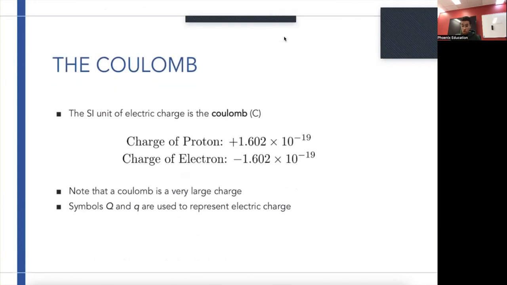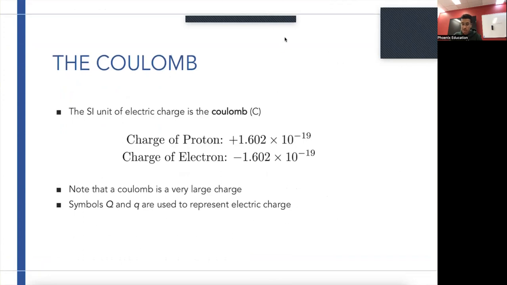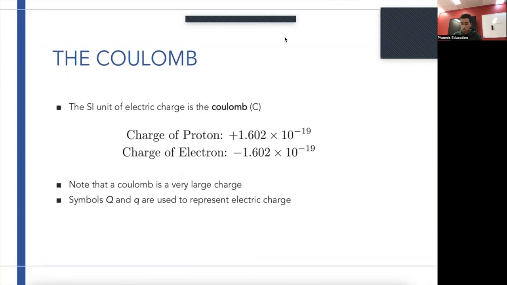Okay, so Coulomb is a unit for describing charge. And the charge of 1 proton is positive 1.602 times 10 to the power negative 19, and the charge of an electron is obviously just a negative version of that. And Q is the symbol to represent a Coulomb, okay?